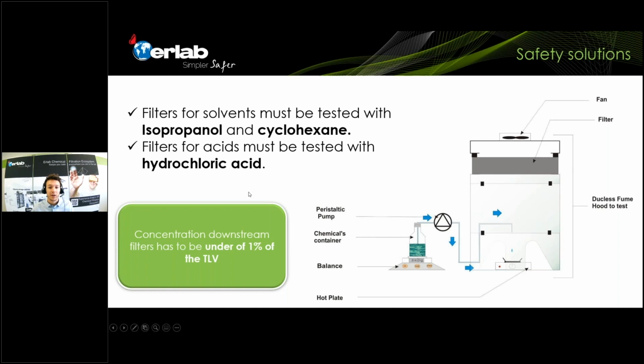So these are tested, for example, in the lab here at our lab by our R&D department with isopropanol and cyclohexane. And for filters for acids, we use hydrochloric acid to test. We are always going to look for a result under 1% of the exposure limit value of the product that is released or that is used in the fume hood. So that's just to give you an idea that we not only have to test the containment, but we also have to test the filter efficiency, and the performance of the activated carbon filter is tested.